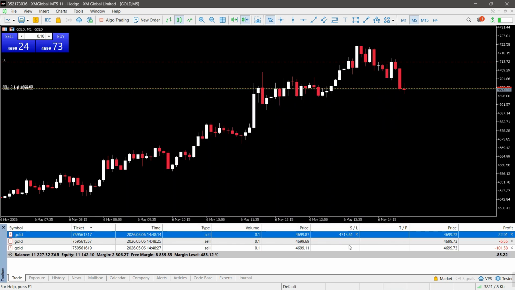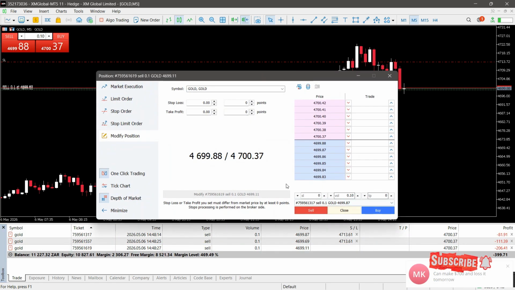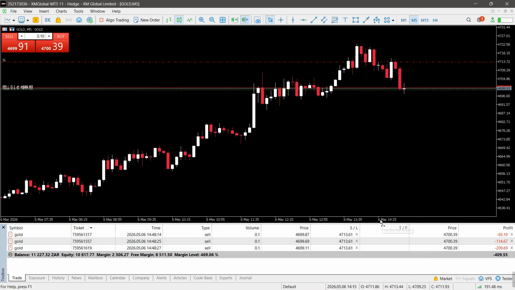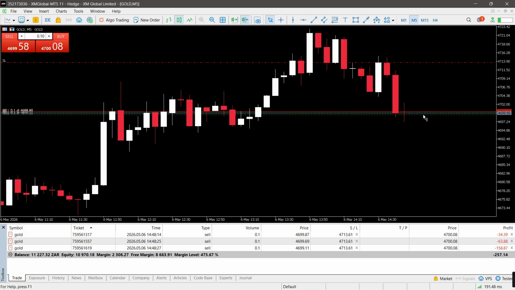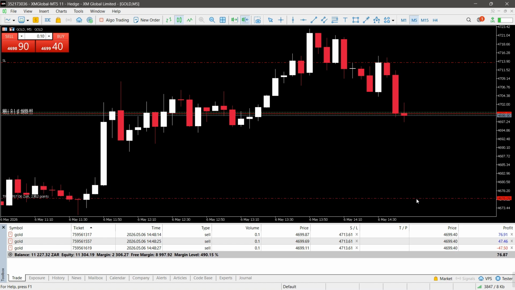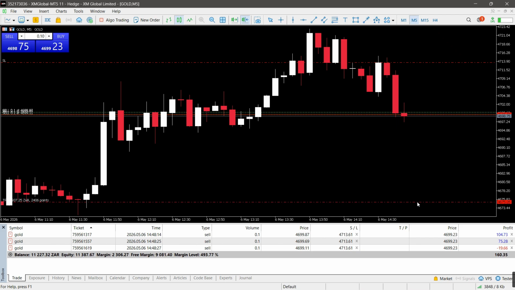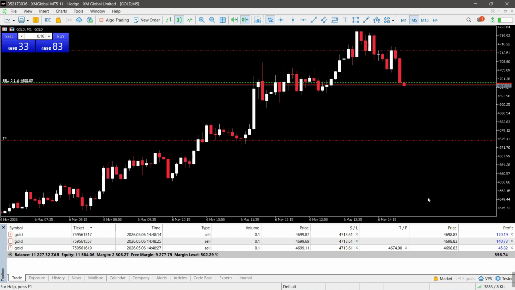Let's copy this, paste it on the other trades. Modify. Right, so that is our stop loss right there. And now we need to set our TP. And our TP is going to be at 674. Right, so this is our TP right there. This is where we are going to take our TP1. Currently we are at a profit of 300, 400, somewhere around there.